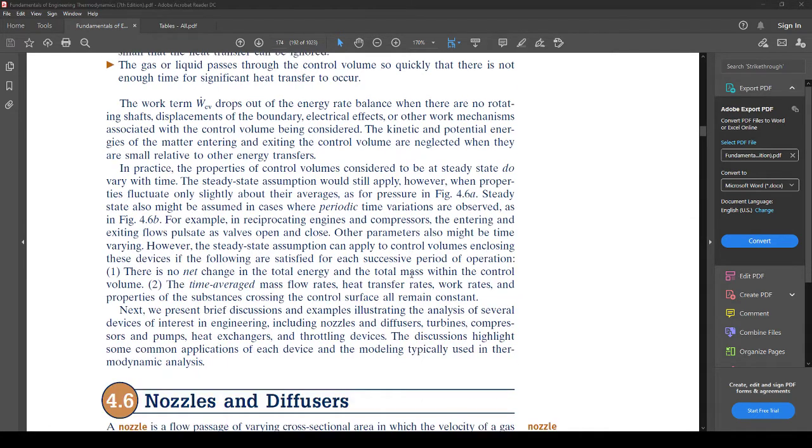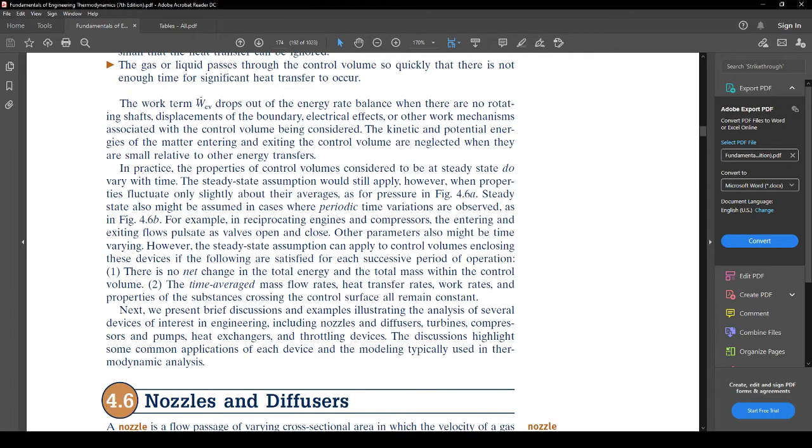All right. And then it says the work term, W_CV, drops out of the energy rate balance when there are no rotating shafts, displacements of the boundary, electrical effects, or any other work mechanisms associated with the control volume being considered. The kinetic and potential energies of the matter entering and exiting the control volume are neglected when they are small relative to other energy transfers.